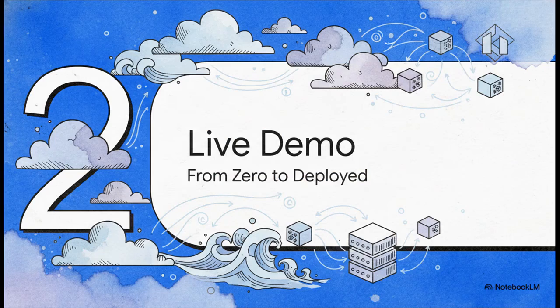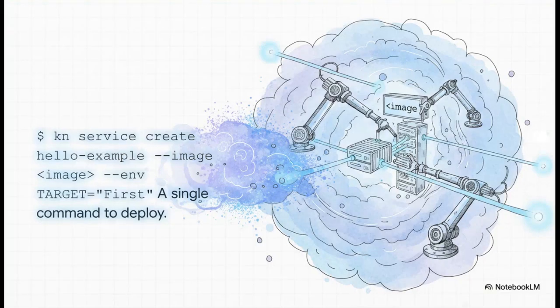All right, enough talk. Let's see what this thing actually looks like when you use it. We're going to deploy a super simple app, and I really want you to notice just how little we have to do to make this all happen. And that's it. One single command. We're using the kn tool here, and we're just telling Knative, hey, create a new service, call it hello example, use this container image I already have, and set an environment variable called target to the word first. That's our entire deployment plan, right there.